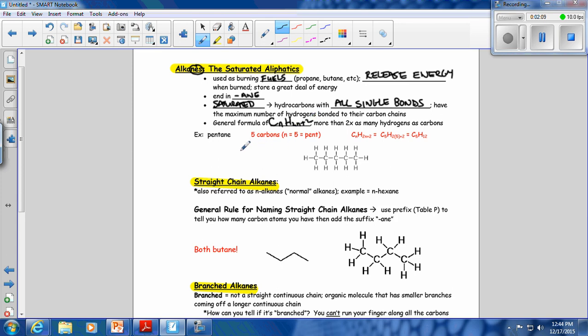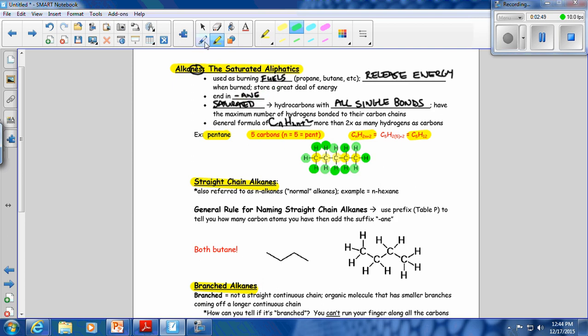Now, an example that we have here is pentane. In the diagram of pentane, we see that we have 5 carbon atoms. The number 5 has the prefix pent. If we go ahead and use the formula CnH2n+2, you plug in 5 for the n, and you would get a formula of C5H12. Naturally, if you counted up all the hydrogens, you should come to a grand total of 12. So there's an example of a saturated aliphatic open-chain alkane.